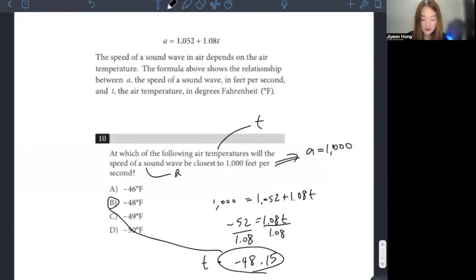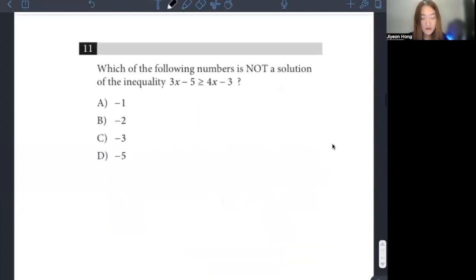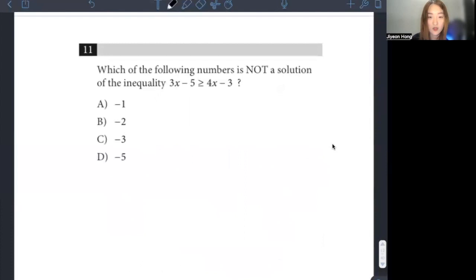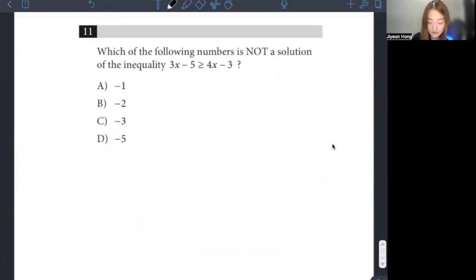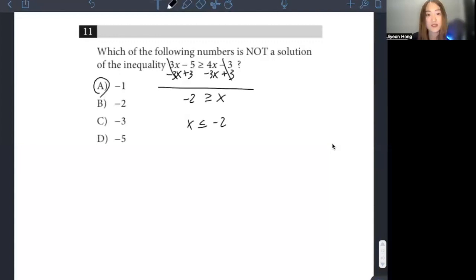All right, number 11. Which of the following numbers is not a solution of the inequality? Let's go ahead and solve the inequality first. I'm going to subtract 3x on both sides and add 3 on both sides. So we get -2 is greater than or equal to x. I'm going to flip it just for the sake of understanding this better. So x is less than or equal to -2. The only answer choice that does not fall into this inequality is A, because all the other numbers are less than or equal to -2.